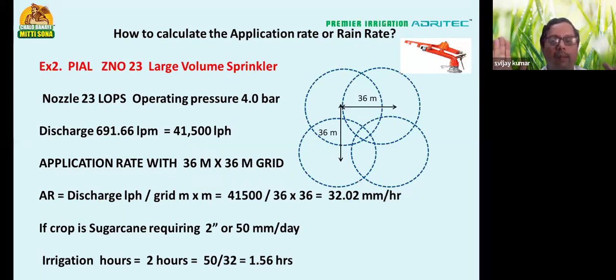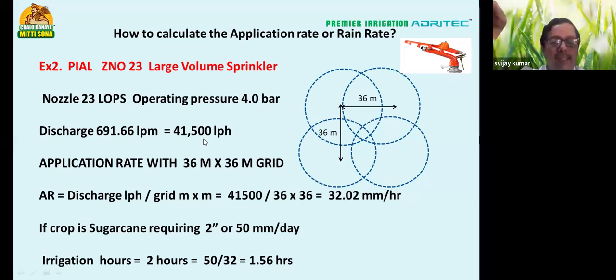First thing you need to know is the application rate or the rain rate, how much water is being thrown on that area. If I put the rain gun at a 36 meter by 36 meter grid, what is the pressure required at the inlet of the rain gun? A typical rain gun at the inlet is around 4 kg or 4 bar. With this kind of pressure rating, each gun, mind you, is going to take a discharge of around 41,500 liters per hour. You can see the discharge is really high.